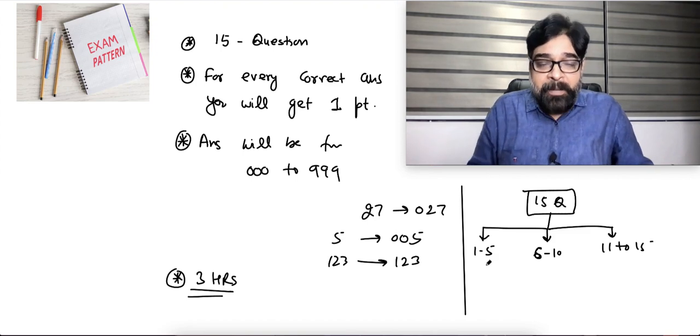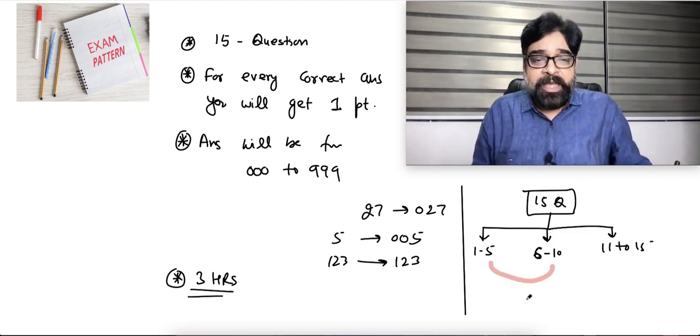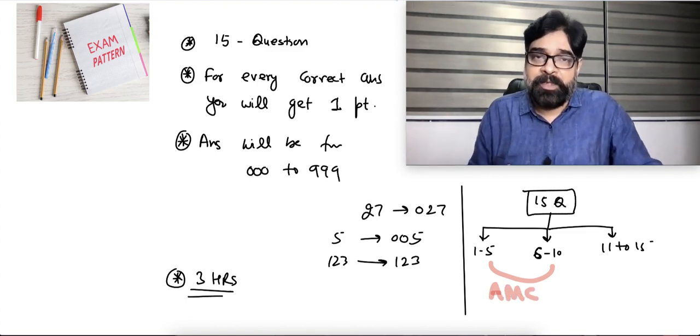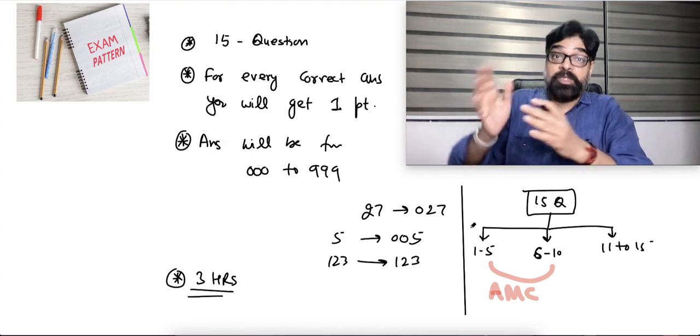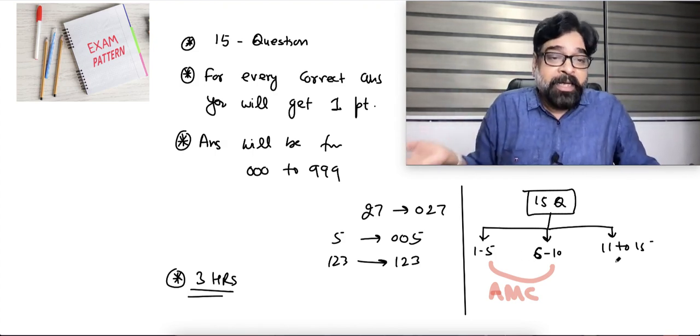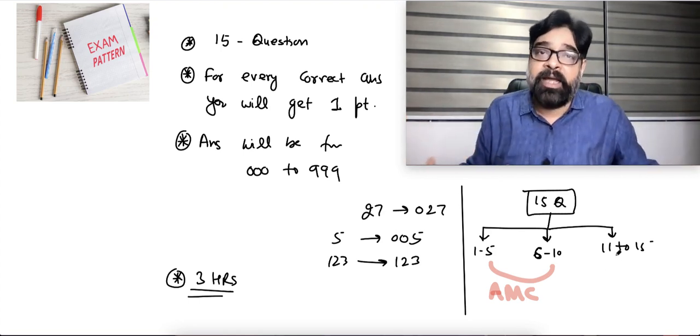It's the tougher side. Basically, these two come at the AMC level. AMC level questions will be there, meaning those at the end come on the tougher side. So that is the AMC level. Questions 11 to 15 will be slightly tougher than the AMC level. Advanced topics will be there.